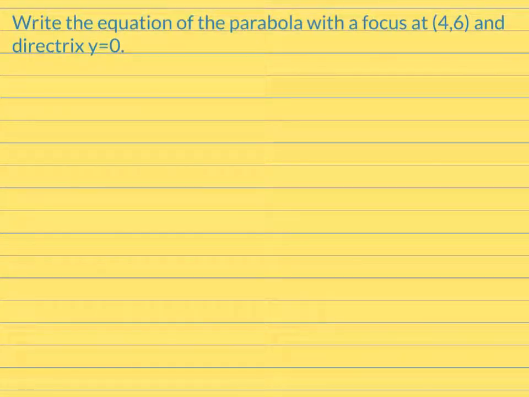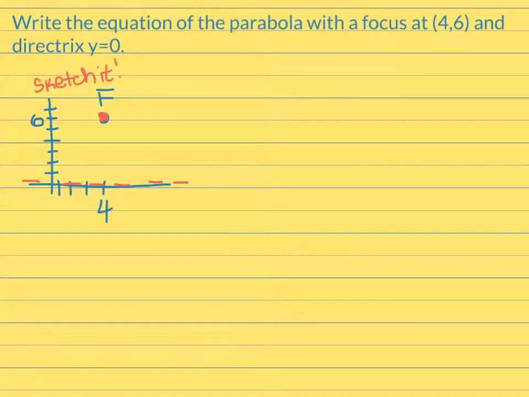Okay, I'm just going to start off with examples, and the first one we're going to do is write the equation of the parabola with a focus at (4, 6) and directrix y equals 0. And whenever we're doing these, I highly recommend that you sketch a picture. It doesn't have to be a beautiful plotted graph like we did in the last lesson, but just sketch what you're given. So here, I just sketched a little x and y axis. I put a focus at (4, 6). I drew a horizontal dashed line at y equals 0.